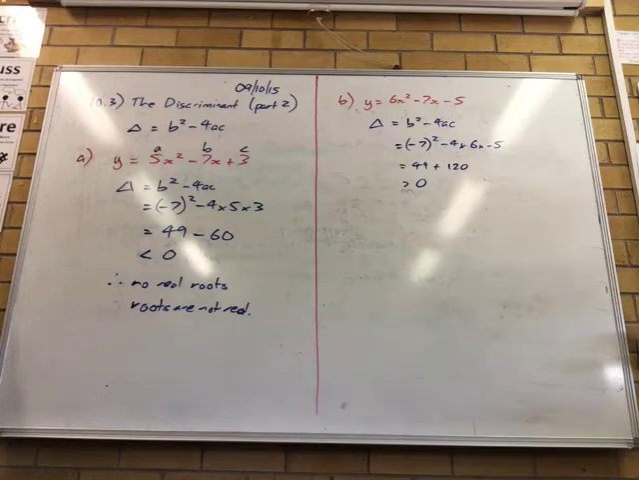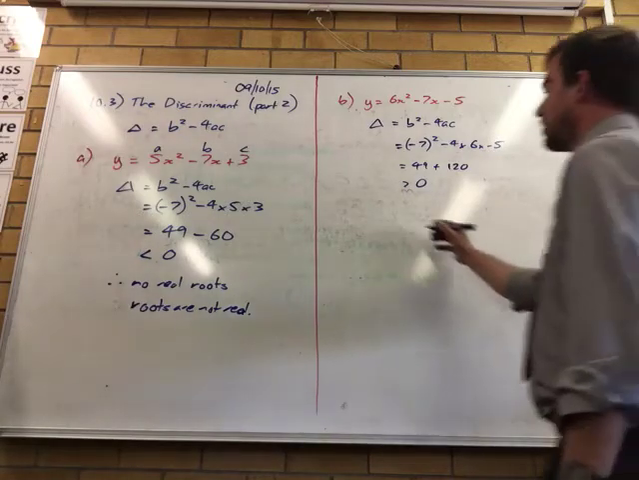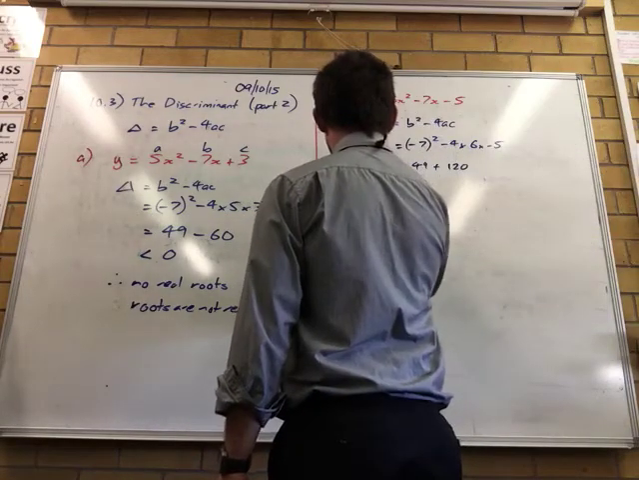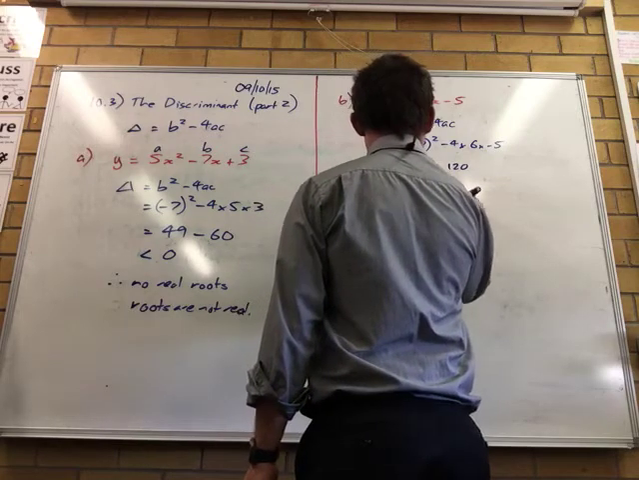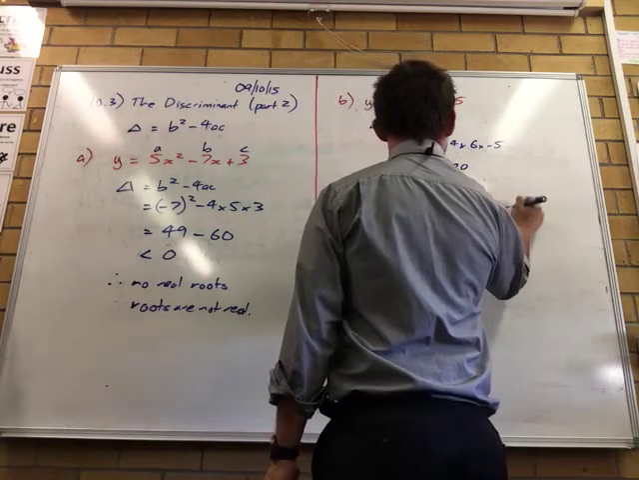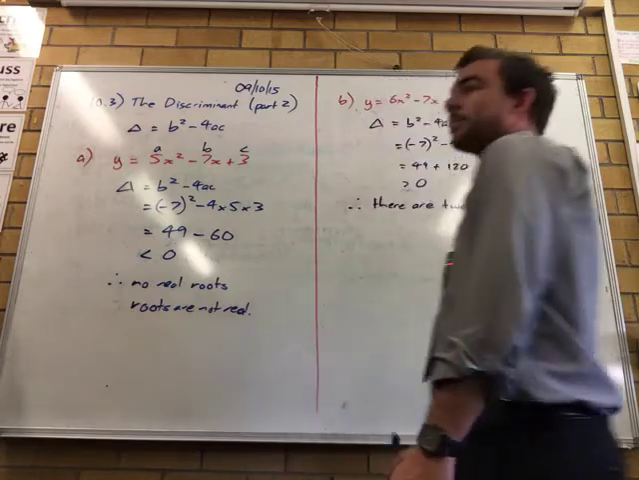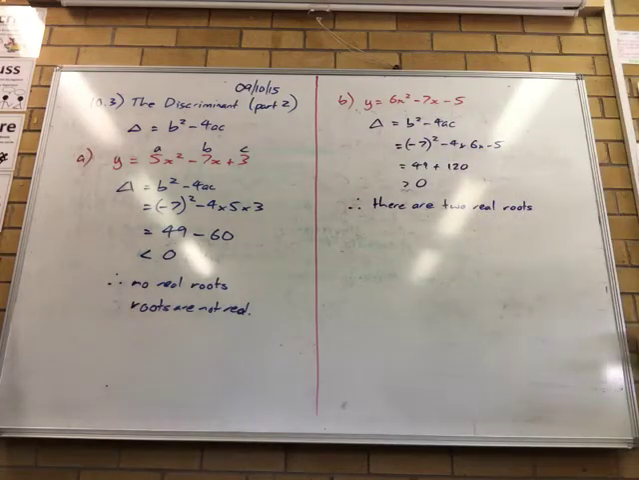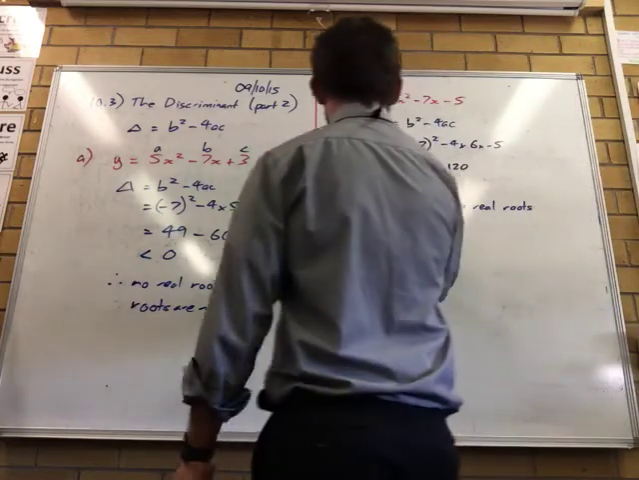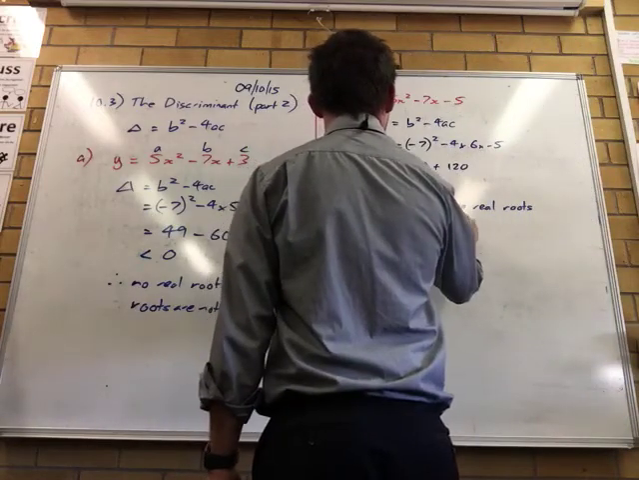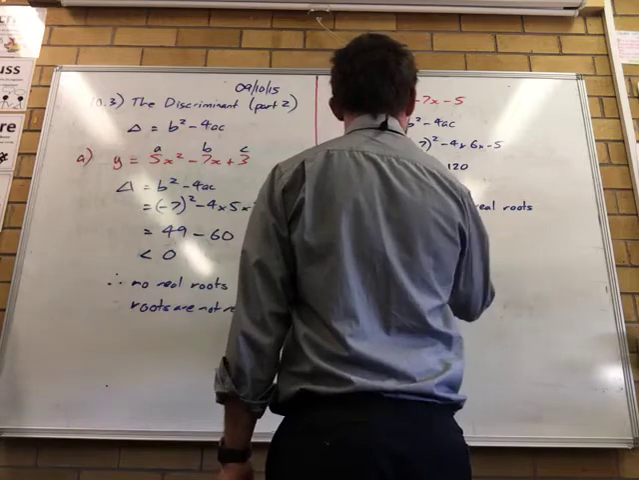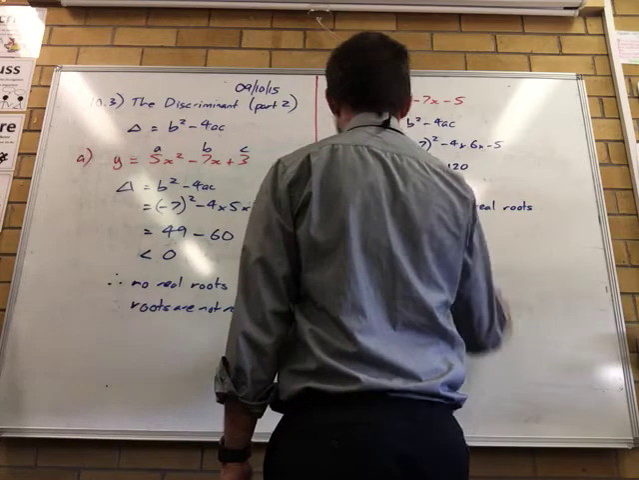So from this point we can say what? Therefore there are 2 distinct real roots, and the types of roots. What do you mean by types? The discriminant is 49 plus 120, which is 169.